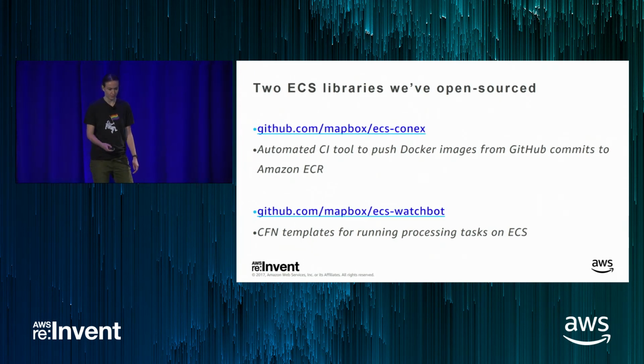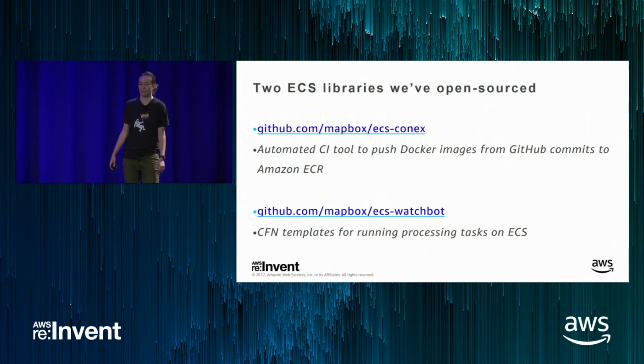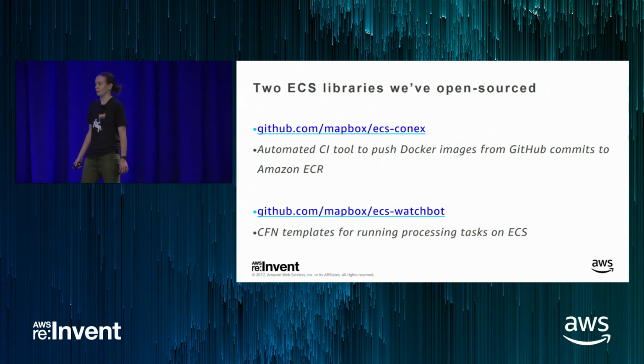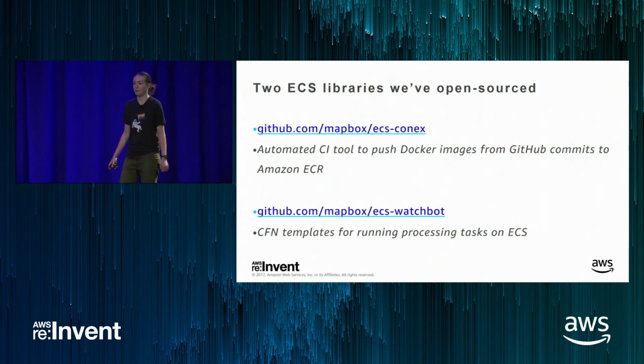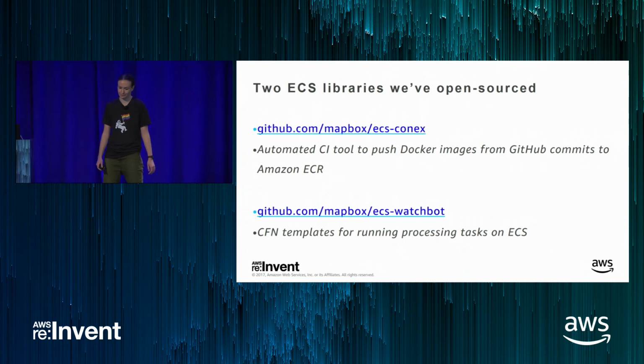All right, so these are two examples of ECS libraries that we've open sourced. The first one is ECS Conix, and it's our CI tool to build Docker images from GitHub commits and then push them into the Amazon ECR container repository. And the second one is ECS Watchbot, which Yaniv mentioned in his presentation, and it's our library for running processing tasks with the run task API on ECS.